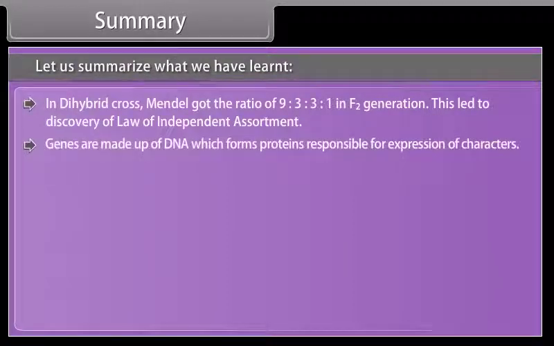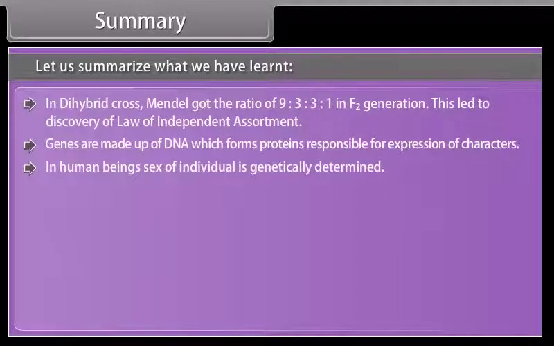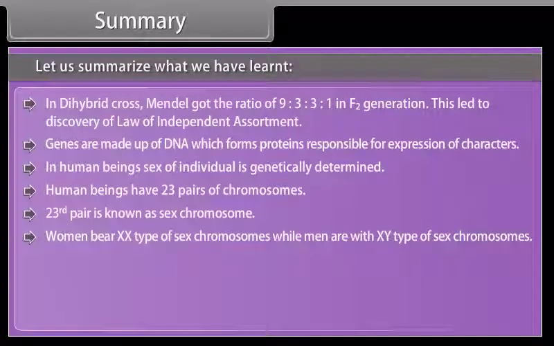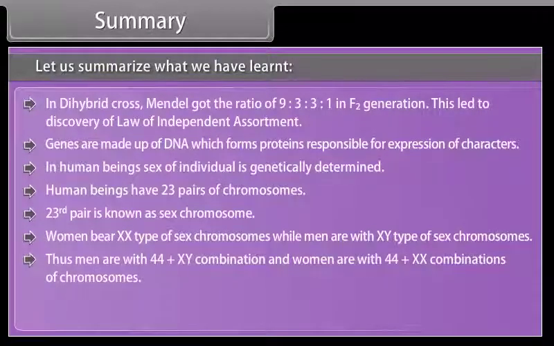Genes are made up of DNA, which forms proteins responsible for expression of characters. In human beings, the sex of an individual is genetically determined. Human beings have 23 pairs of chromosomes. The 23rd pair is known as the sex chromosome. Women bear XX type of sex chromosomes, while men have XY type of sex chromosomes. Thus, men have a 44 plus XY combination, and women have a 44 plus XX combination of chromosomes.